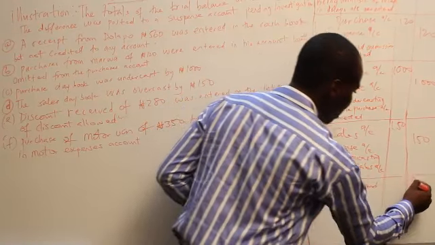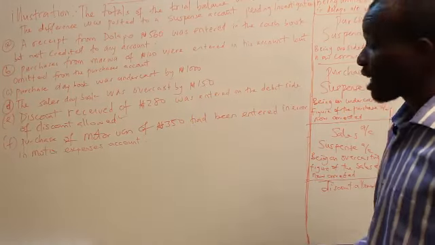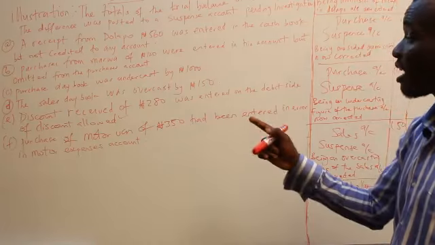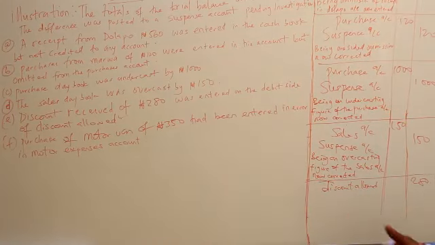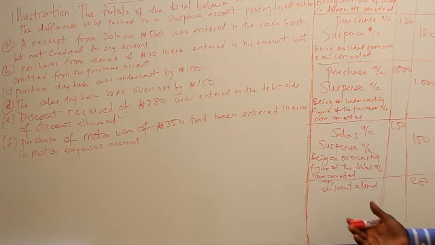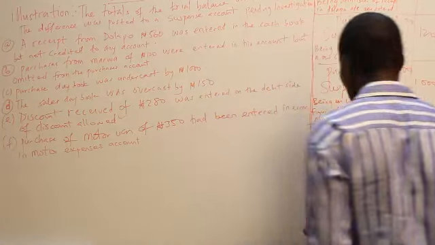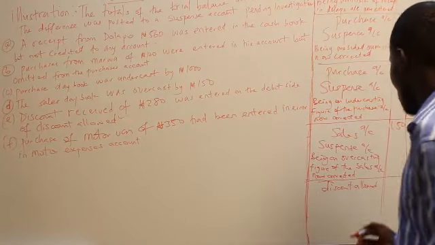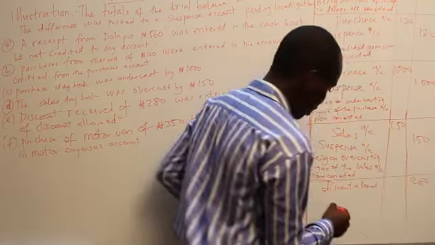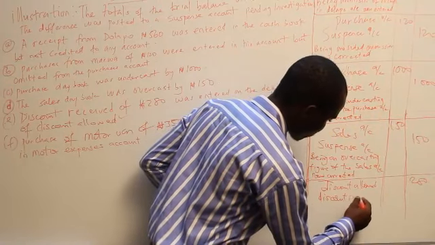So we credit that by 280 naira to cancel the amount that is wrongly entered into the discount allowed account. Now, discount received of 280 naira was not being entered at all. So what are we going to do? We are going to credit the discount received account again to enter the correct figure, since we've cancelled the 280 naira from the discount allowed account.